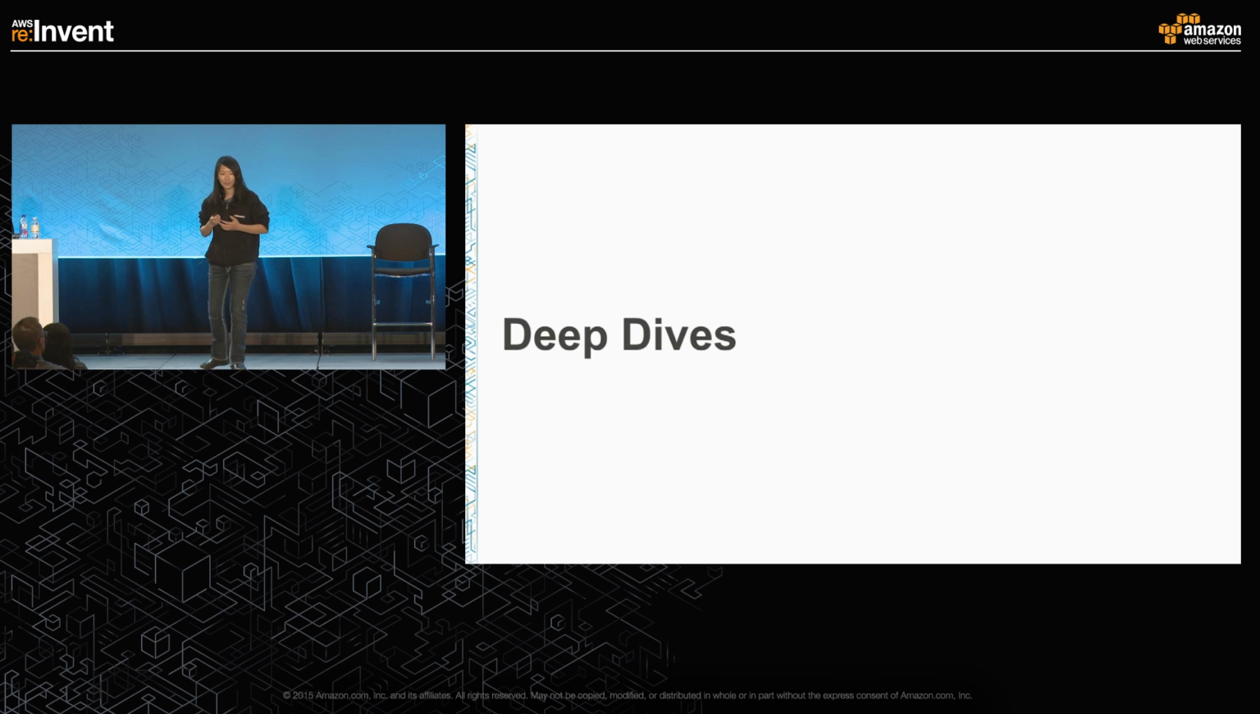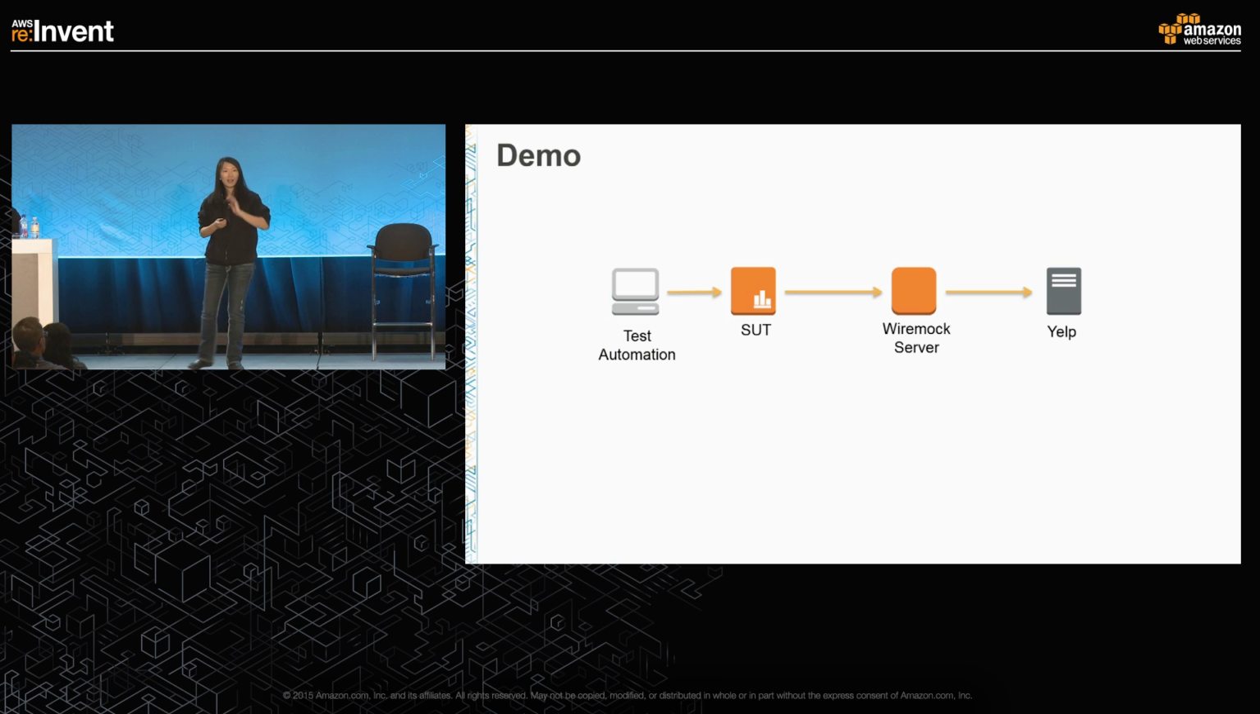So now I want to do a demo. I wrote a simple sample app, SUT. It's going to call the Yelp API to get the business detail of a restaurant. Instead of calling Yelp, I configured it to talk to Wiremock. And then my automation task will call the Wiremock to set up the stub. And then it's going to call the SUT to validate it can handle it properly.